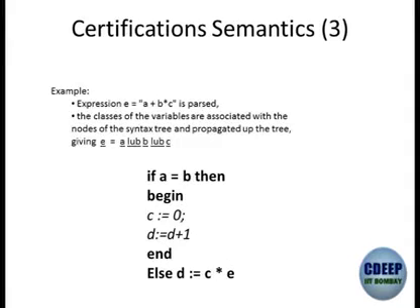So now if you consider the expression E equal to A plus B star C, that is B multiplied by C, the classes of the variables are associated with the nodes of the syntax tree and propagated up the tree. What does that mean? Now if you have a tree, let us say from A here, I have plus here, and then I have B star C, and I have A, and then it comes here, and then you have B star C. The classes of the variables are associated with the nodes of the syntax tree and propagated up the tree, giving E nothing but the lub of all A, B, and C, irrespective of what these operators are, because these operators do not play a role in this computation.